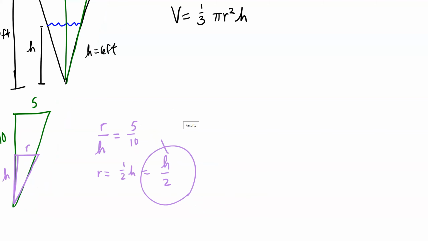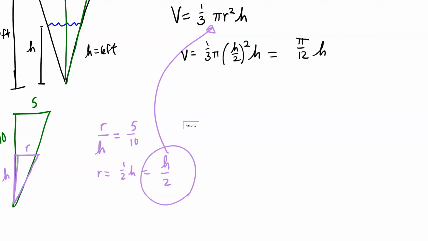So if I plug this in for our radius, let's see what the volume is. Volume is 1/3 pi h over 2 squared times h. So this is just going to be, let's see, 12 on bottom. So pi over 12 times h cubed. There, that's much better.